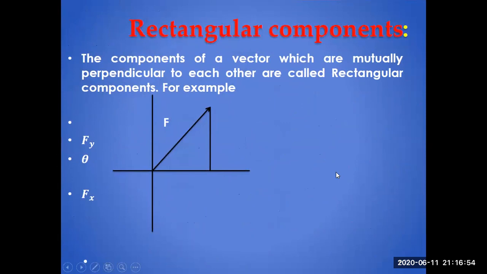Yes, what are the rectangular components? This is the force F, and you have resolved this force into its vertical and horizontal components. Then what is a rectangular component? The components of a vector which are mutually perpendicular to each other are called rectangular components. Basically Fx and Fy are mutually perpendicular to each other. So that's why mutually perpendicular components are called rectangular components of the vector. This one is the y component, this one is the x component, so they are mutually perpendicular to each other. So these are called rectangular components.